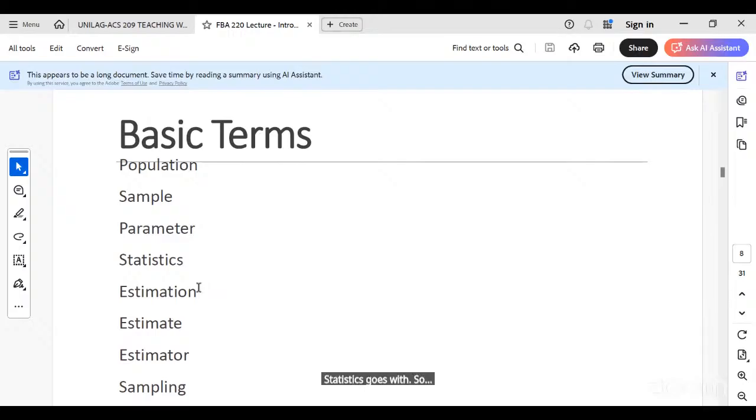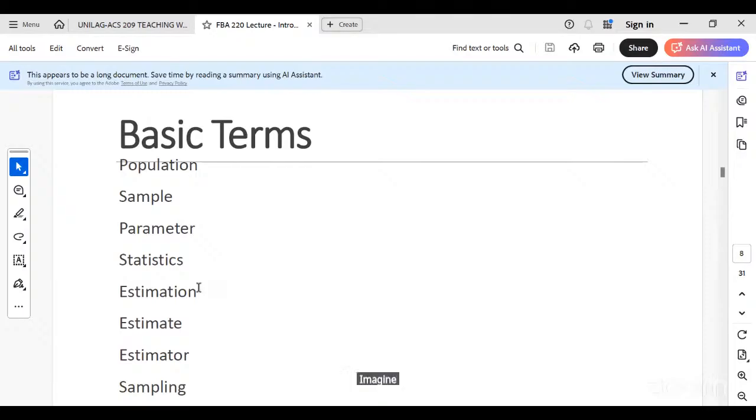Then we have estimation. Estimation is the procedure by which we compute the value of the population parameter. In practice, population parameters are usually unknown and they need to be estimated. And that is why samples are taken, so that that population parameter can be estimated.